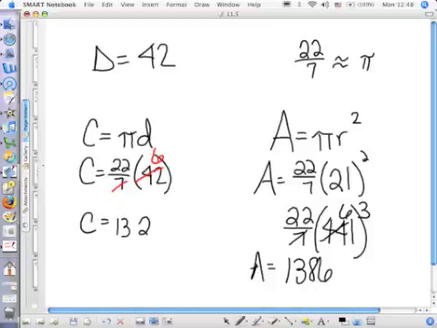Let me ask you something. If I had said your diameter was 42 inches, on your circumference, would this be 132 inches or 132 inches squared? Inches, because circumference is simply distance. Okay? But here it would be what? Inches squared, because in area it's two-dimensional. All right, very good.